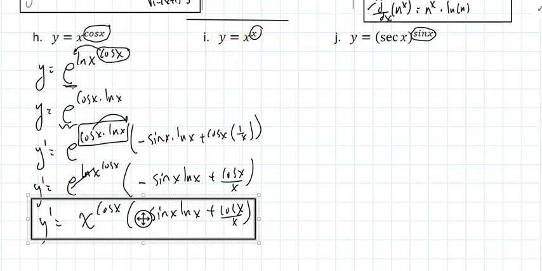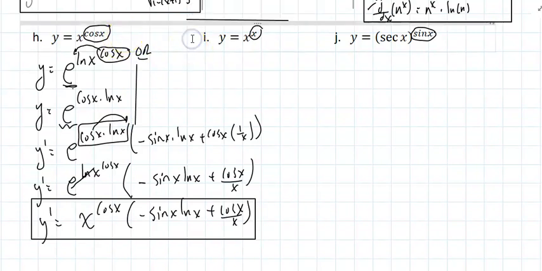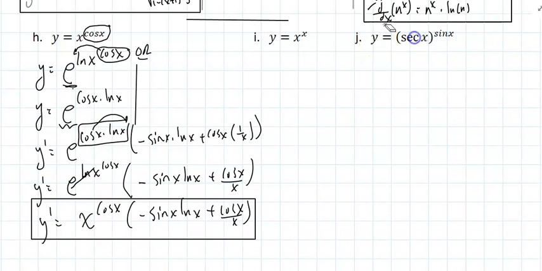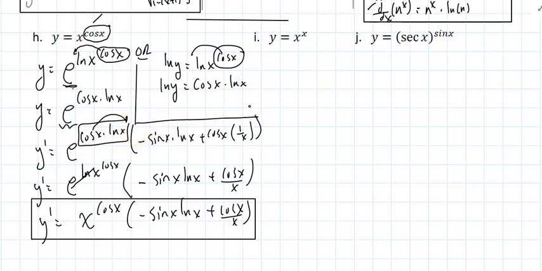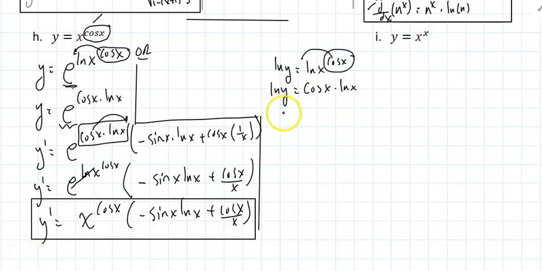There is another way of doing this problem, and it would be as follows. Instead of doing what I did, I could say, let's take the natural log of both sides. Natural log of y equals natural log of x to the cosine of x. Properties of logs, I could move this up front and say natural log of y is cosine of x times natural log of x.